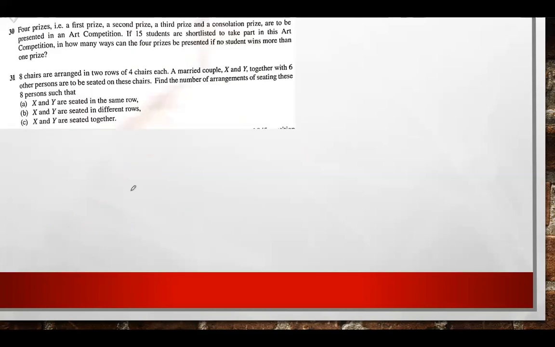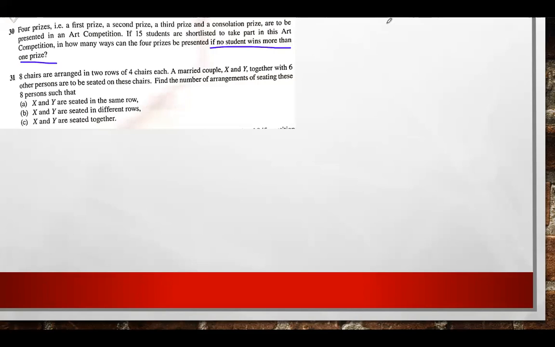I'm going to do question 30. Okay, this one. So 4 prizes, a first prize, a second prize, a third prize, and a consolation prize are to be presented in an art competition. If 15 students are shortlisted to take part in this art competition, how many ways can the 4 prizes be presented if no student wins more than 1 prize? Okay, this is a condition that is very standard. There is no repetition. Means there is no student that wins the first and the second prize altogether. No, one person can only take 1 prize.